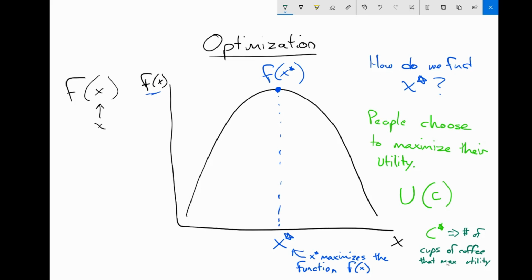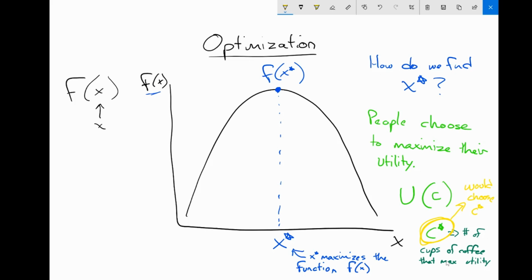And if we find the number of cups of coffee that they would need to drink to achieve the highest amount of utility, then that level of coffee is the number of cups that they choose. So that means that they would choose C star.